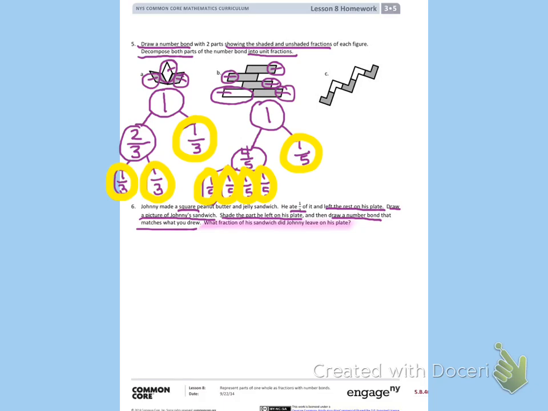First, let's draw a square since his sandwich was a square. Now we look at the fraction that he ate. It says that he ate 1/3 of it. That means that the sandwich has to be divided into 3 equal pieces.